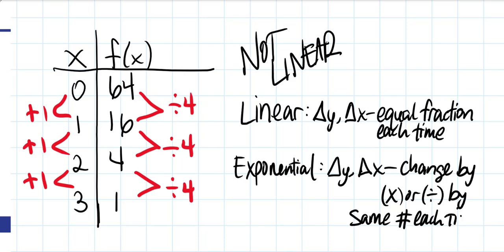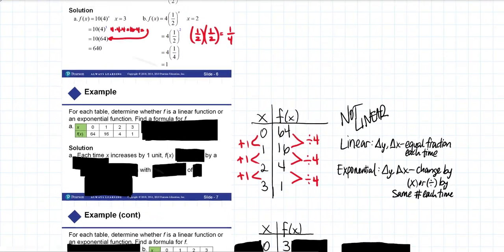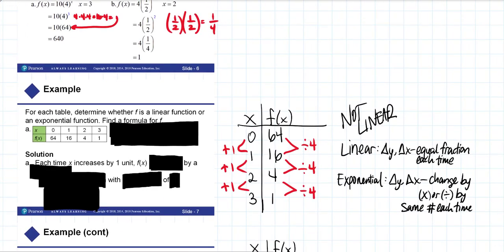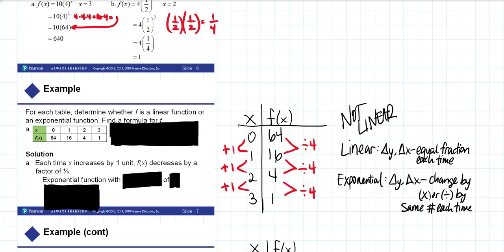That's a very easy way to tell if it is an exponential function without being able to look at the graph. I'll zoom out so you guys can see that, and then I'll show you what answers they gave. So they said each time x increases by 1 unit, f of x decreases by a factor of, oh, I couldn't have it covered, sorry, of 1/4. So this is an exponential function with a decay factor because you're dividing, okay? Let me write that down too. Decay, you're dividing.